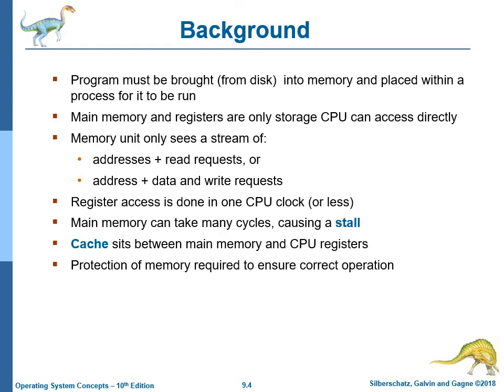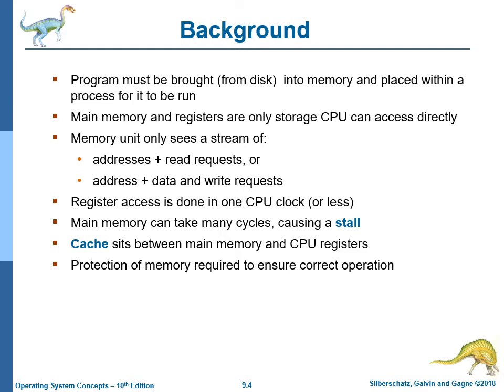So kita dah tahu main memory. Main memory dan register are the only storage that the CPU can access directly. CPU dia nak ambil apa-apa program, fetch must come from the cache or from the main memory. So the main memory only sees the stream of addresses, read requests, and also address and data and write requests. Sebab memory dia ada dua operation je, read and write operation.